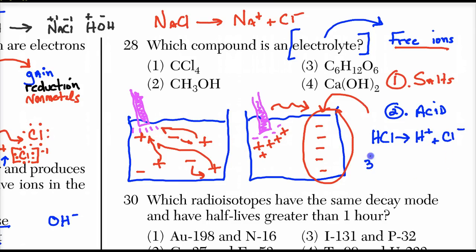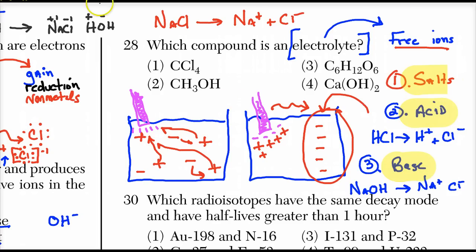And of course, bases are also great electrolytes, especially if they're strong. Sodium hydroxide dissociates into Na plus and OH negative. So we're looking for either a salt, an acid, or a base.